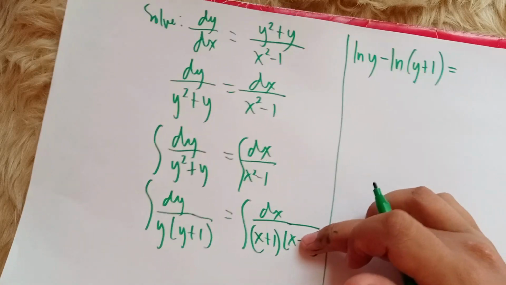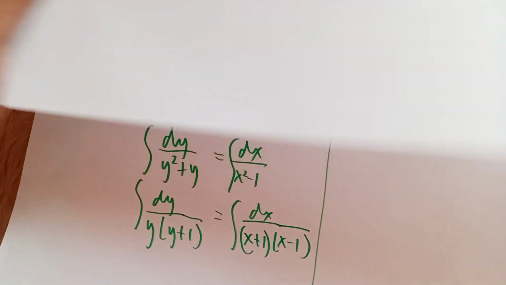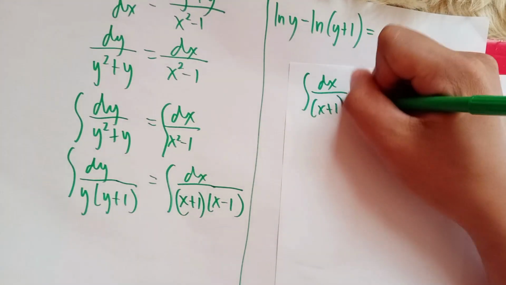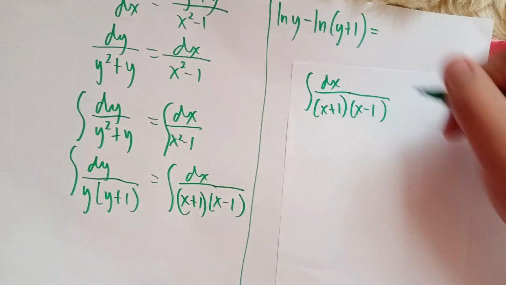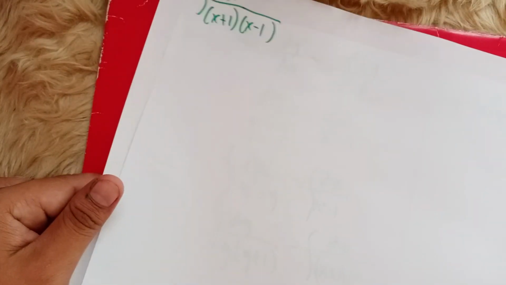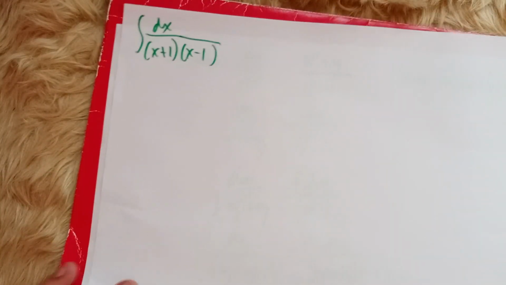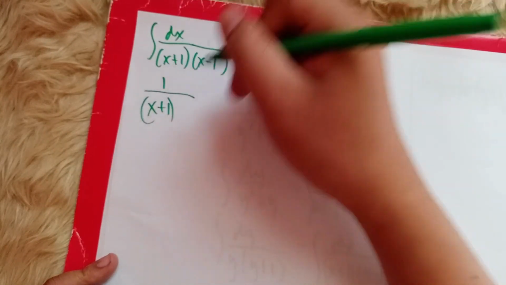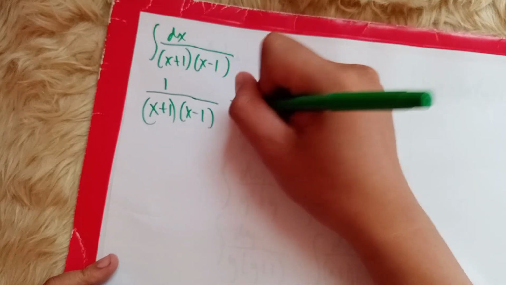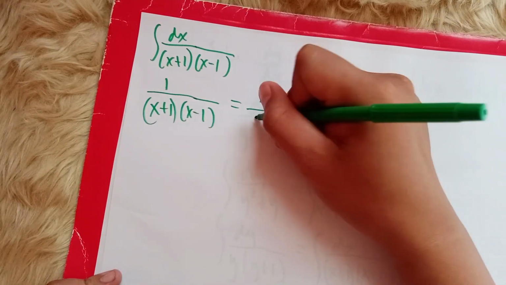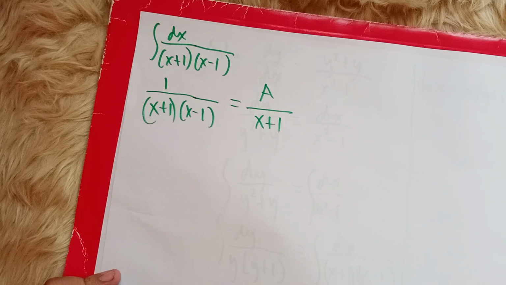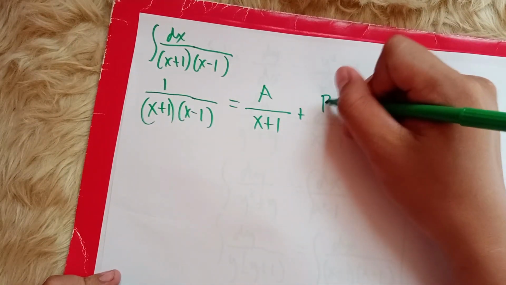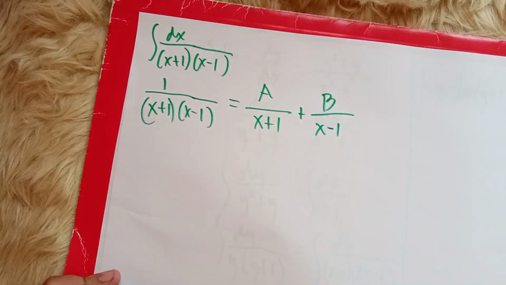So, ito pa. So, integral of dx divided by x plus 1, x minus 1. Okay? So, again, gagamit tayo ng partial fraction. So, this is equal to 1 over x plus 1, x minus 1 equals, so we have a over x plus 1, so isi-separate natin yung factor sa denominator, plus b over x minus 1.